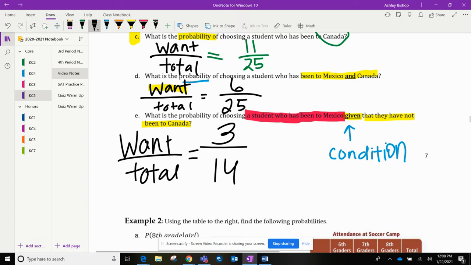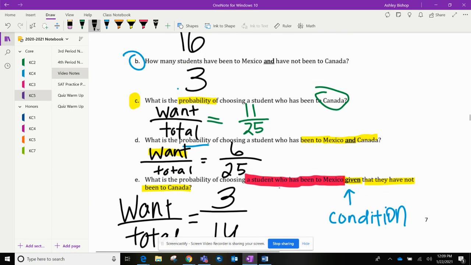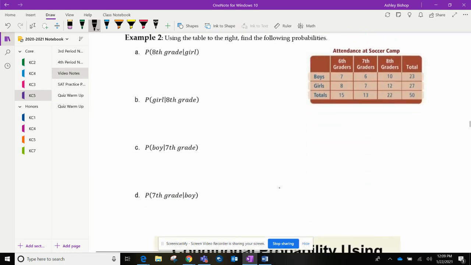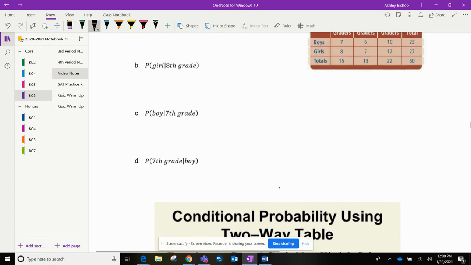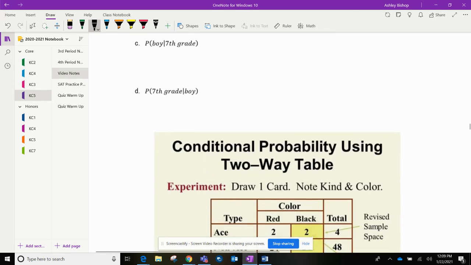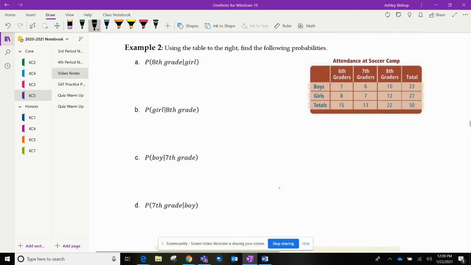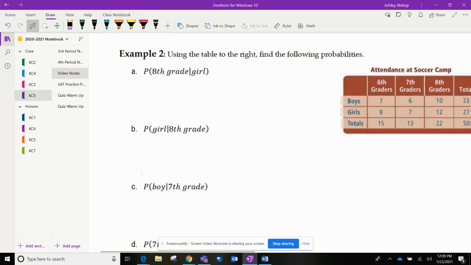All right. It is a lot to make sure that you understand. So make sure that if you are confused, you pause this and send me a question. All right. Now let's do a couple more practice problems on page 8. Okay. And this looks a little bit different than what we just did already.